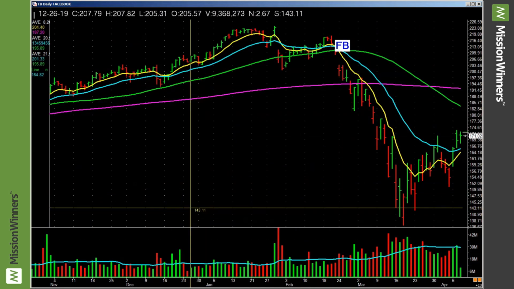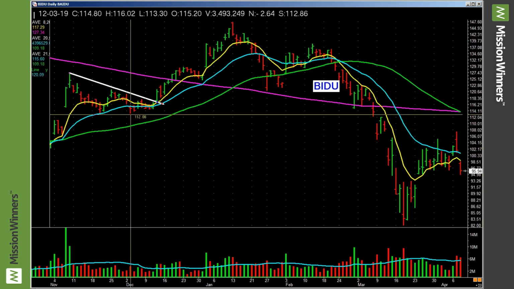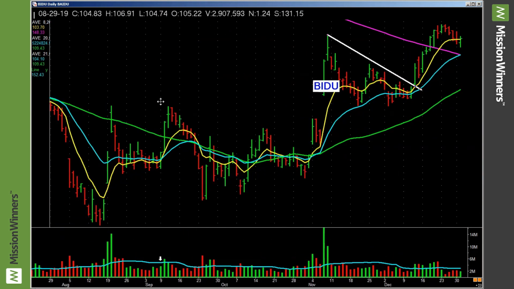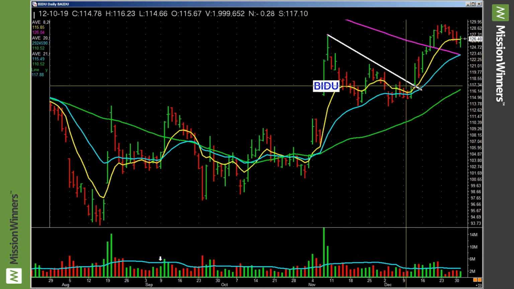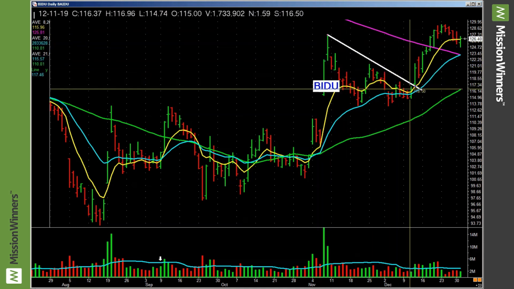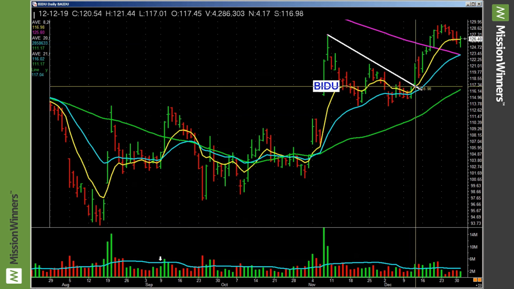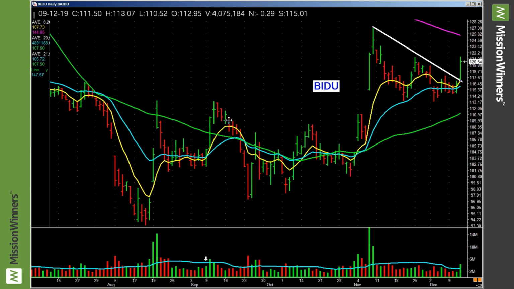Facebook, nothing really right there. Baidu had a downward sloping trend line right there. Now it's below the 200-day, but you can see these tops. Pretty simple. And it lifted through. Look at the volume. I'll say it again. People talk with their mouths and vote with their pocketbooks. They voted, folks.